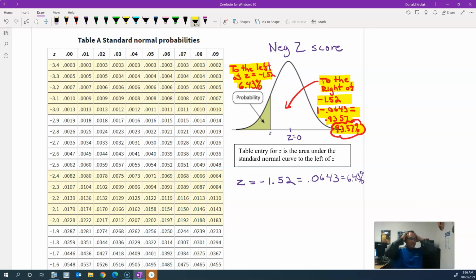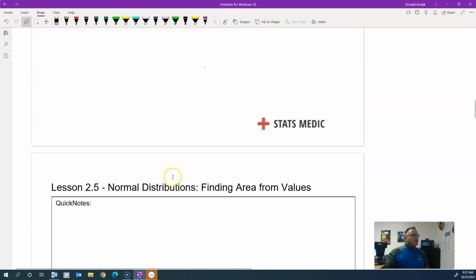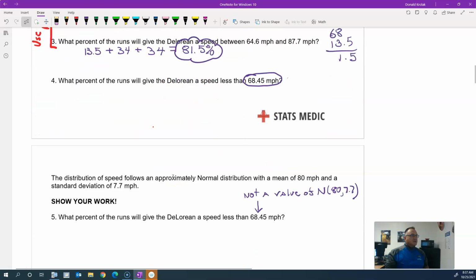So you always got to know if you're to the left or if you're to the right. If you're to the right, first subtract your table value from 1. All right. So what this tells us, what we got to do is take our score and convert it to a z-score.